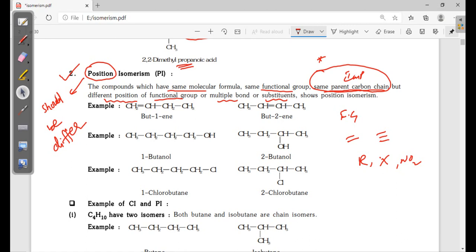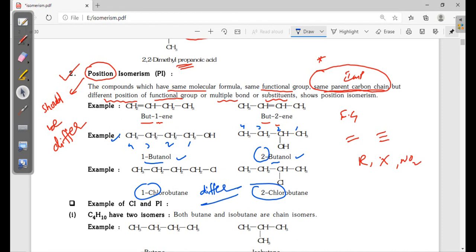Right. Now you can see here the carbon chain is butene, and here also butene. The double bond position is 1 here and 2 here: but-1-ene and but-2-ene. Now example 2. Alcohol, positions 1, 2, 3, 4: 1-butanol, 2-butanol. But the long chain is the same, and the position is different. Similarly, you can take this one also: 1-chloro, 2-chloro, different.